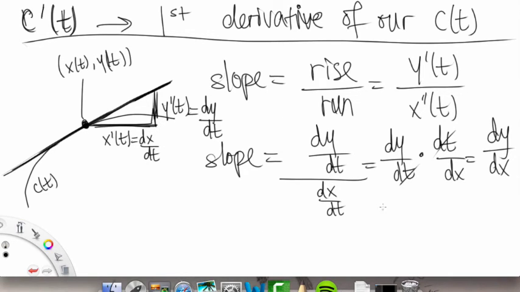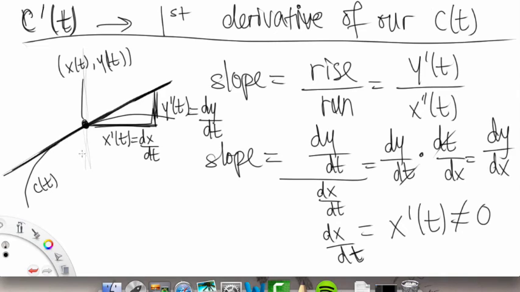Okay, and this is also given that x prime of t is not equal to 0, and that goes for dx dt as well. So the change in x cannot equal 0, because then we have a straight up and down tangent line, which is undefined. Okay? So that does it for this video.